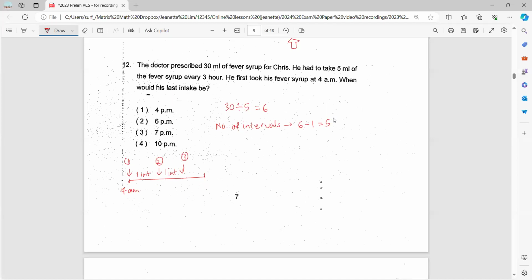How long is it? Every 1 interval is 3 hours. So 5 intervals means 5 times 3 hours, which is 15 hours. So find the time 15 hours from 4 a.m. You can go up to 12 first. 12 p.m. is 8 hours. Then you need another 7 hours, so 7 p.m. So the answer is 3.